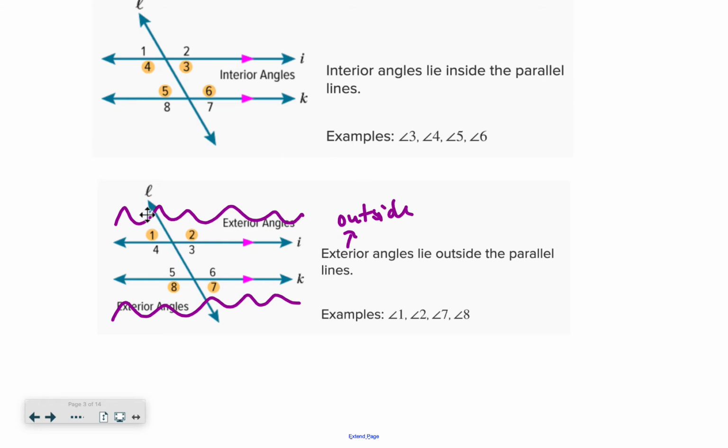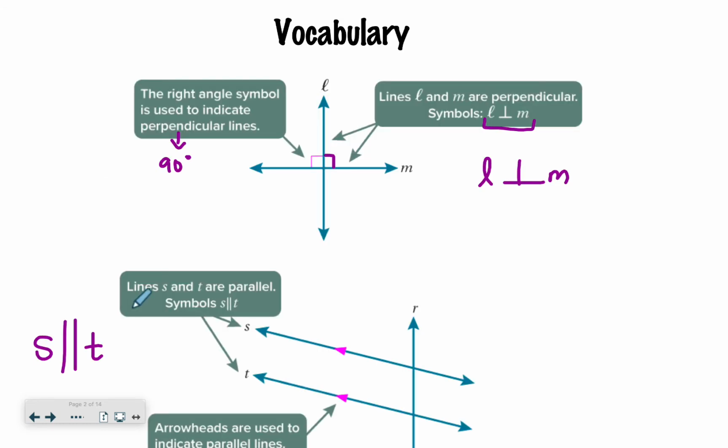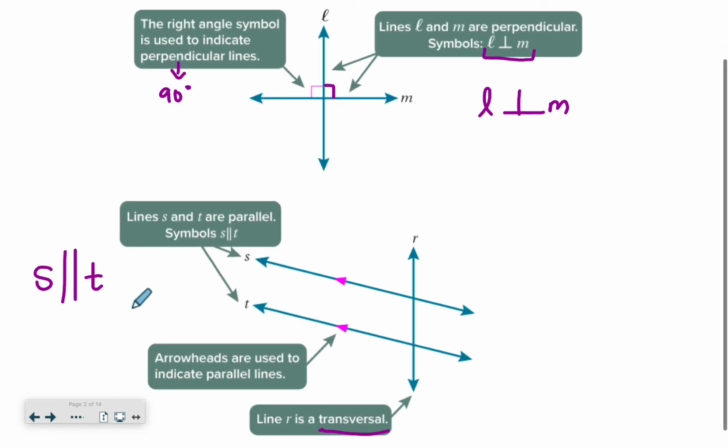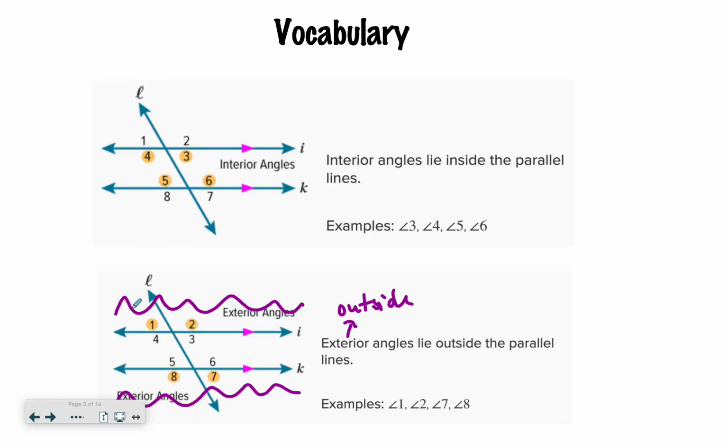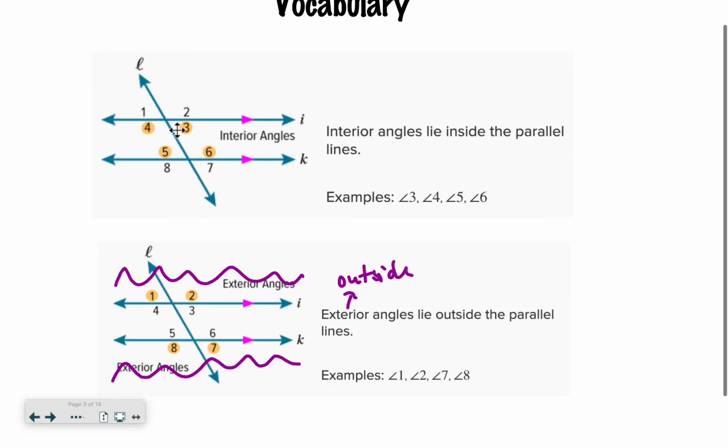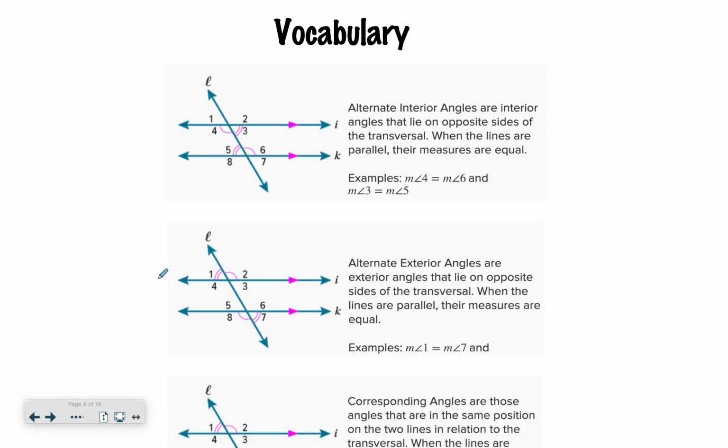Those are all angles that are outside of our parallel lines. Okay, so you need to make sure you know all of these vocab words. The first one we learned on the last page was perpendicular, then we talked about parallel, then transversal. Now we're talking about interior or inside angles and exterior or outside angles. Now we're going to learn even more specific vocabulary.